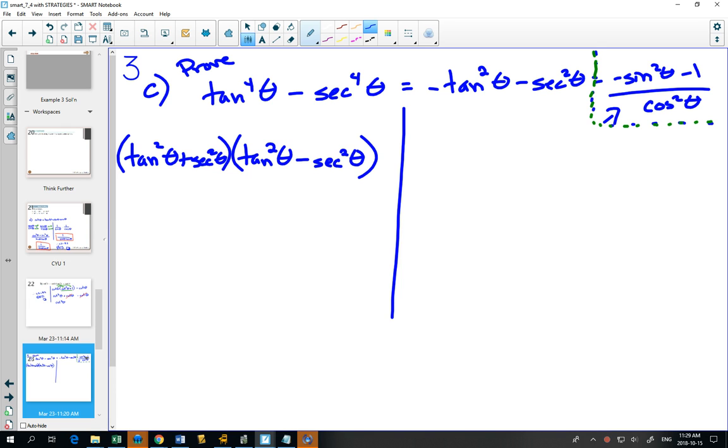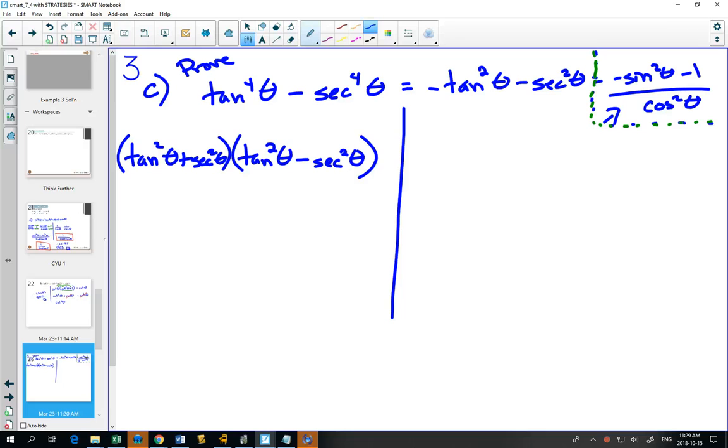If you had one that wasn't the difference, but it was adding them, would it just be tan squared plus secant squared and then tan squared plus secant squared again? No. If it was adding, you can't factor it. It's only a difference of squares that you can factor.